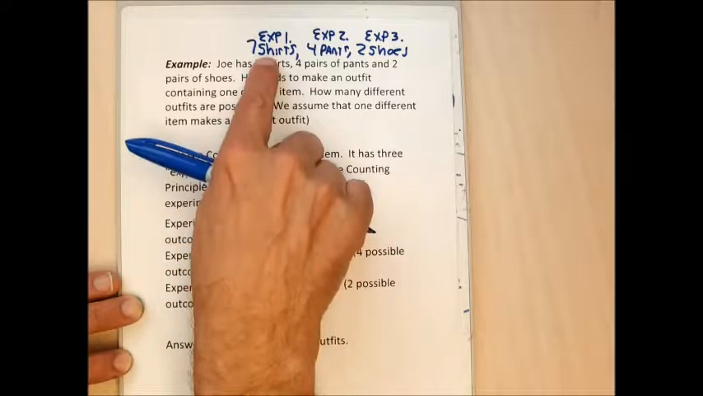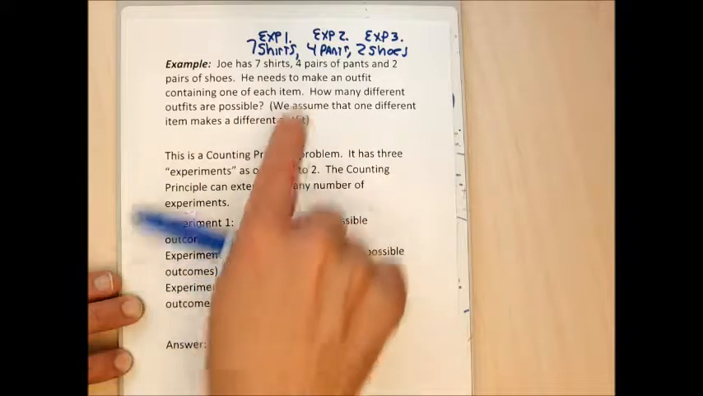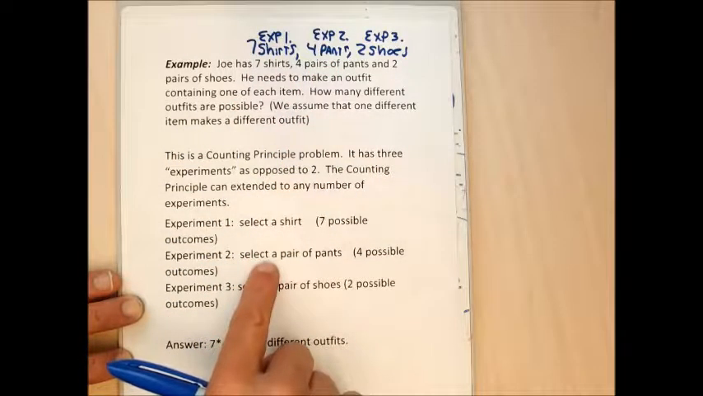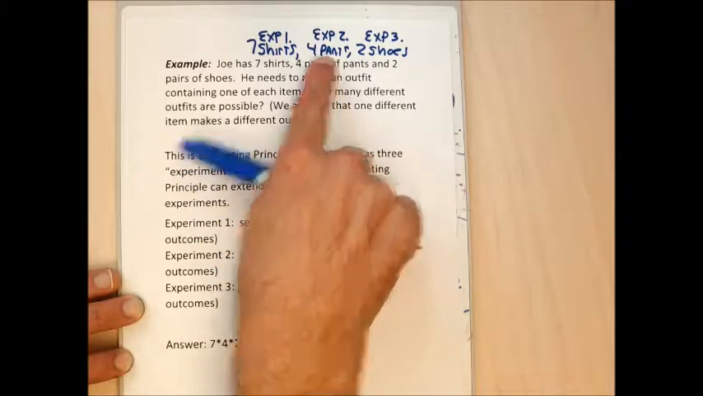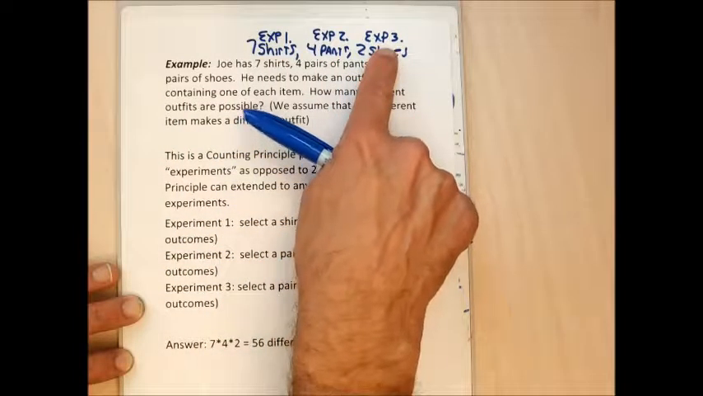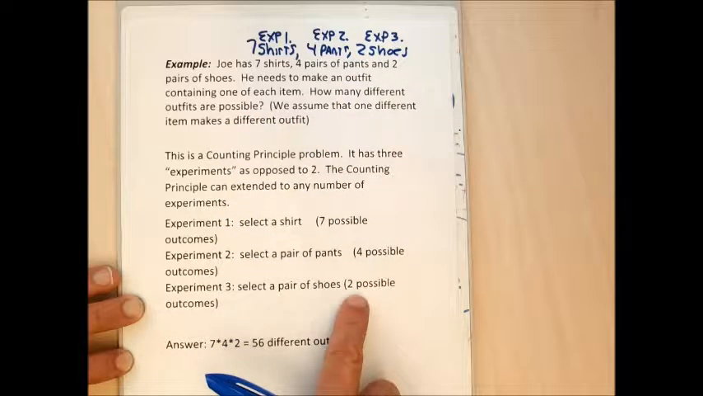shirt. There's 7 different possible outcomes for this experiment because there's 7 different shirts. Experiment 2 is selecting a pair of pants. There's 4 different possible outcomes for this experiment because he has 4 different pairs of pants. Experiment 3 is selecting a pair of shoes. There's 2 outcomes for that experiment because there's 2 different pairs of shoes.